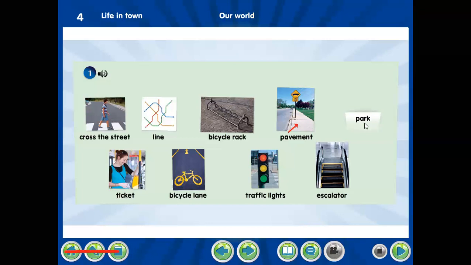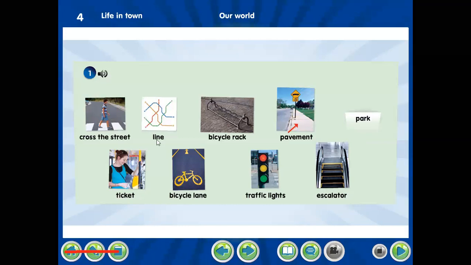Park. Yeah, teacher, let's go to the park. Yes, this is park, but there is another meaning. Park means in Spanish estacionarse, like a verb. Ticket, you know what a ticket is. In this case, a bus ticket.